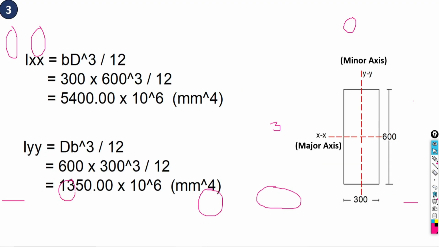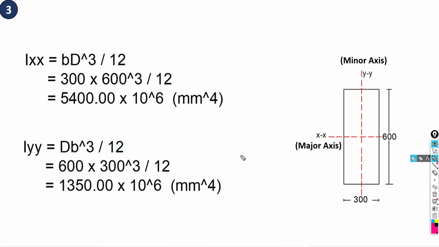Okay, so have a look over this. What does it mean by the major axis, and what does it mean by the minor axis? Our column has a size of 300 as the width and 600 as the depth. So I am going to call this x axis the major axis, and this y axis the minor axis.